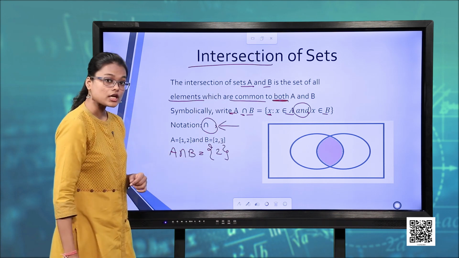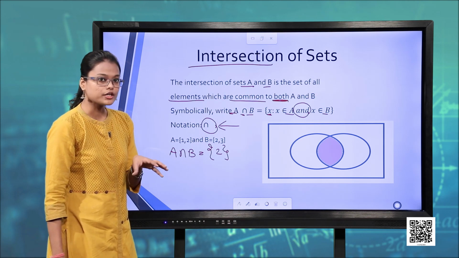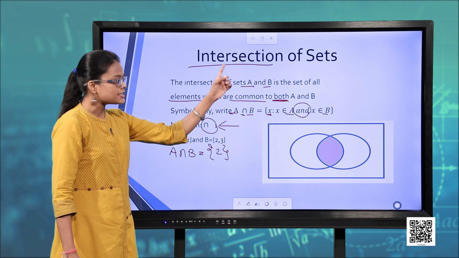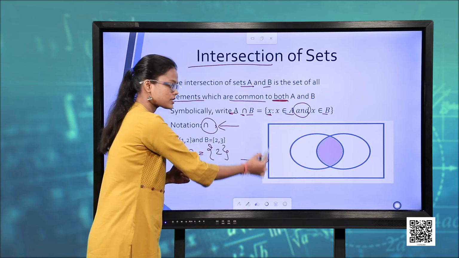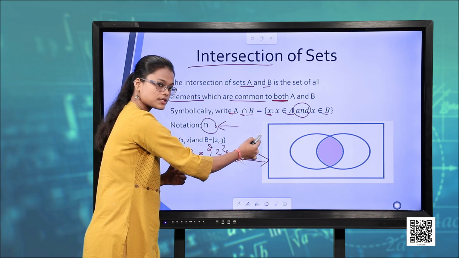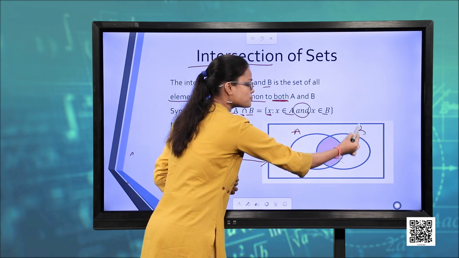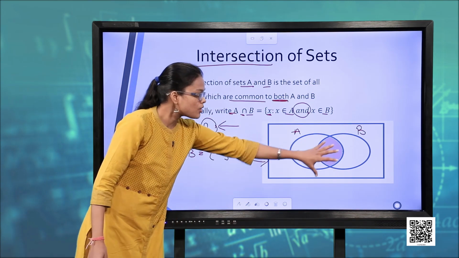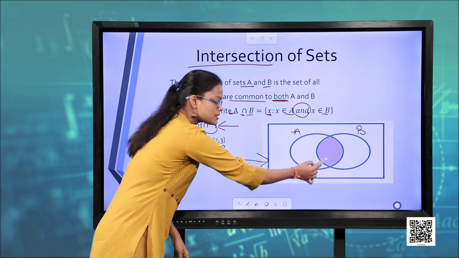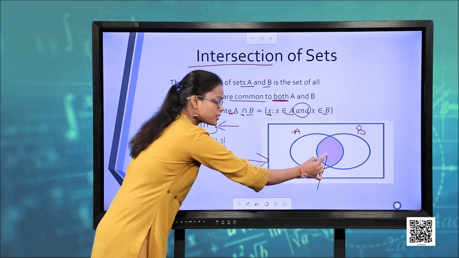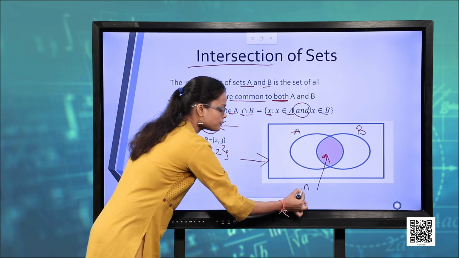Notice, this represents the notation of intersection, which looks like an inverted U. Again, if we represent intersection in a Venn diagram, the rectangular part represents U, that is the universal set. Two sets are there: this represents set A, this represents set B. You may see there is some common part in these two circles, and this common part is shaded with pink color, and this pink common part represents A intersection B.